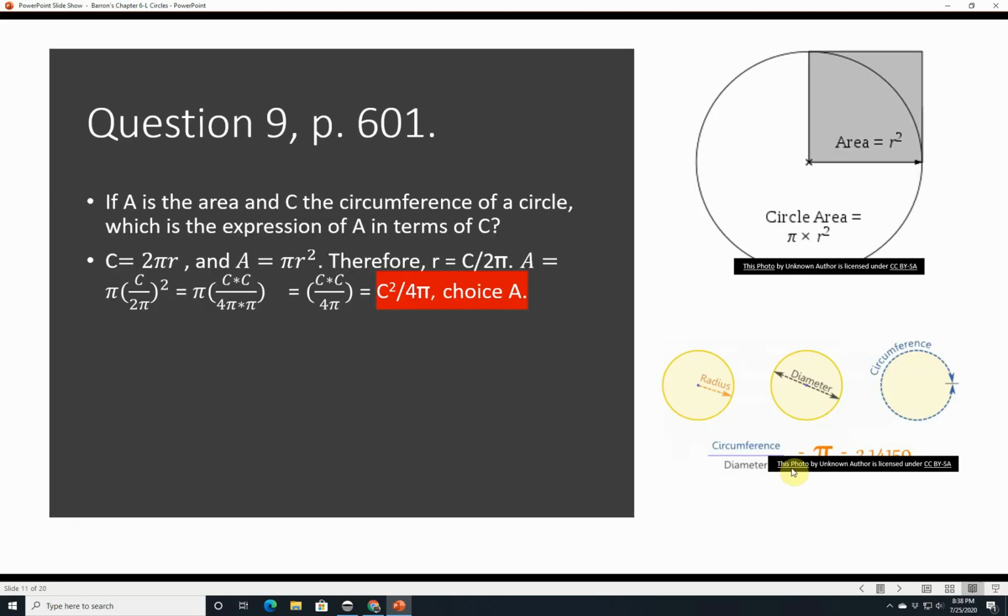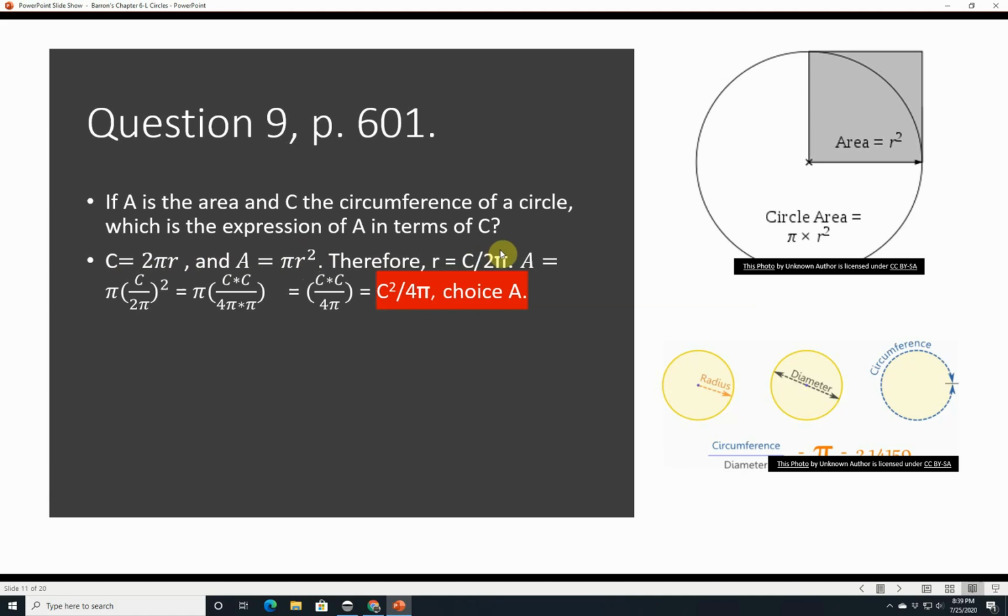Question 9, page 601. If A is the area and C is the circumference of a circle, remember circumference is the diameter times pi, or 2 pi r, whichever is easier for you. Here C is the circumference, so C is equal to 2 pi r and A is equal to pi r squared. If we want to express the area in terms of C, we can just solve for r in terms of C, so r is equal to C over 2 pi. We just divide both sides by 2 pi.